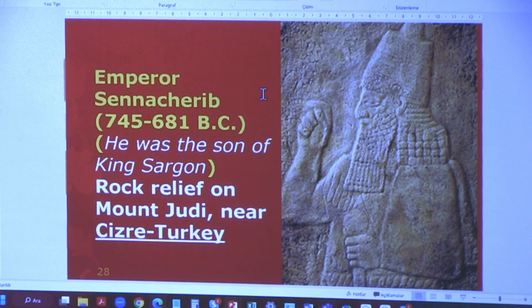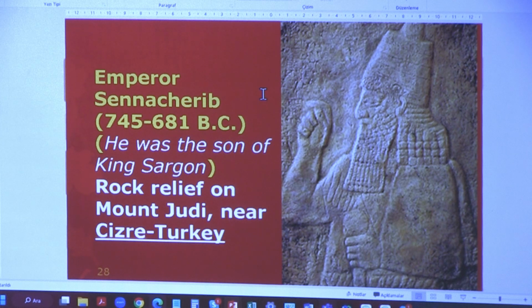This is the picture of Sennacherib, which is a carving on a rock. It's in Cizre. I don't know, is there anyone from Cizre or around Cizre, or anyone has seen Cizre? So when you visit there, maybe you can go and see the silhouette of Sennacherib. He was the king around 745 to 681 BC.